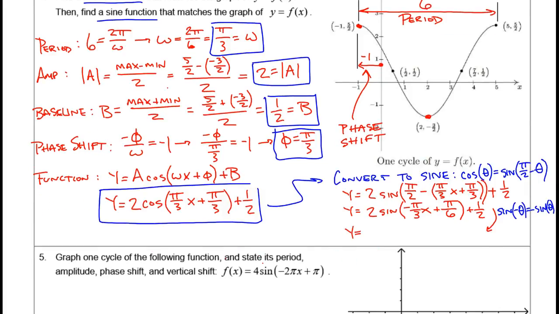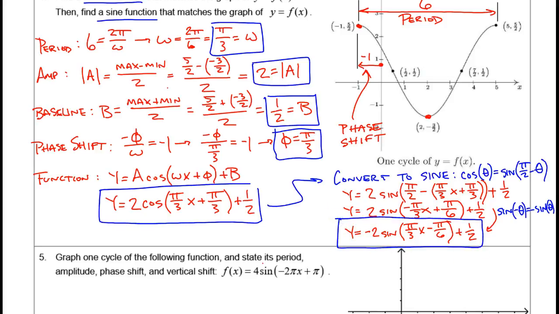There we go. Okay. So I rewrite this using that odd function identity: negative 2 times the sine of pi over 3 times x minus pi over 6. Why minus pi over 6? Remember, I factored out a negative 1 from here and then used this identity to rewrite it as negative 2 times the sine of pi over 3x minus pi over 6. Don't forget about the plus 1/2. There we have it. Now we're done. This is our final answer.